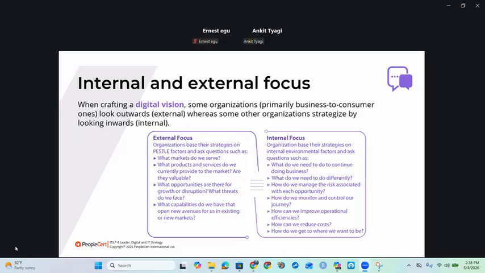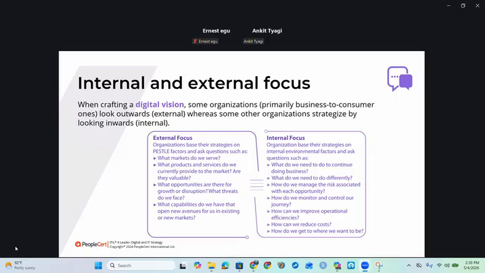So for external focus, the organization bases its strategies on PESTLE factors and asks questions such as: what markets do we serve? What products and services do we currently provide to the market? Are they valuable? What opportunities are there for growth or disruption? What threats do we face? What capabilities do we have that open new avenues for us in existing or new markets? So, of course, when it comes to the external focus, we can always ask and answer these questions in order to identify those external factors that can have an impact.